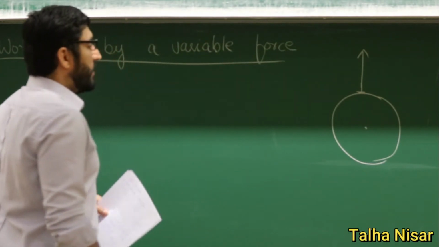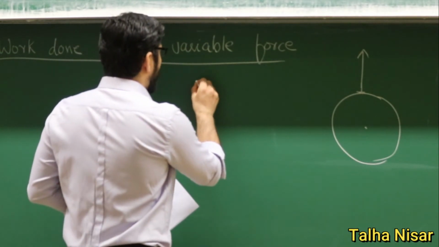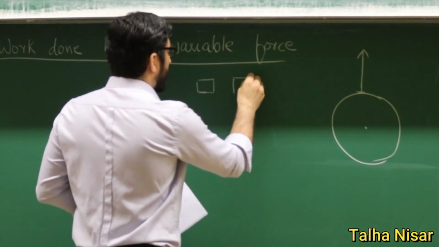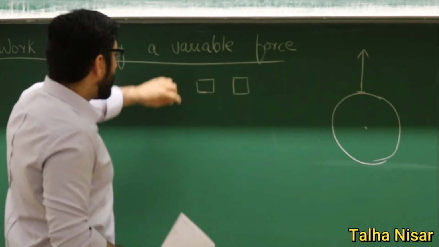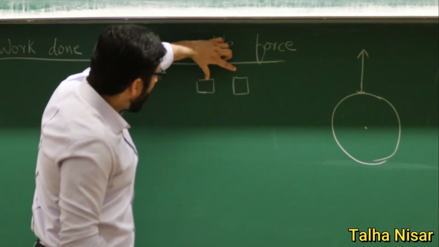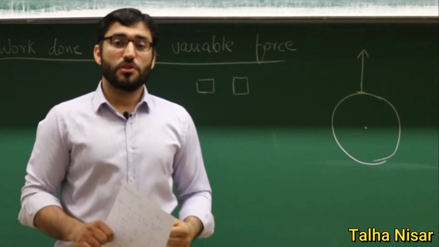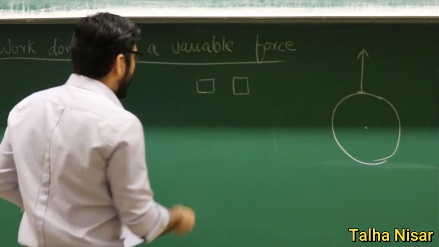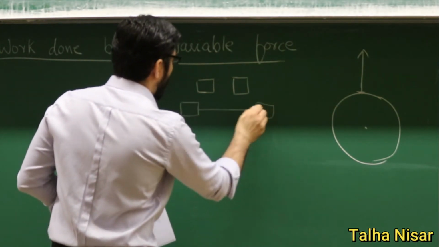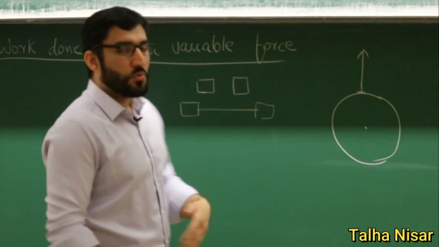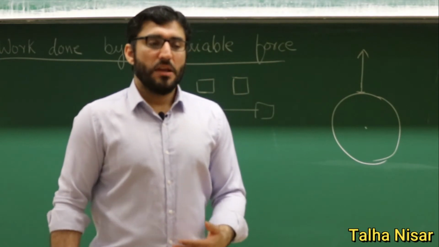Another example is the magnetic force. For example, we have two magnets, and they are this much apart. We will feel some force, and when we bring these magnets closer to each other, the magnetic force will become stronger. And when the magnets are very much away from each other, the magnetic force will be relatively smaller. So the magnetic force is also a variable force.